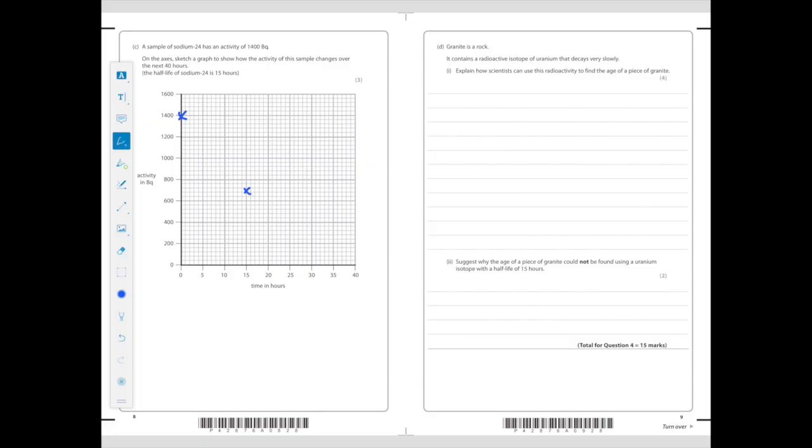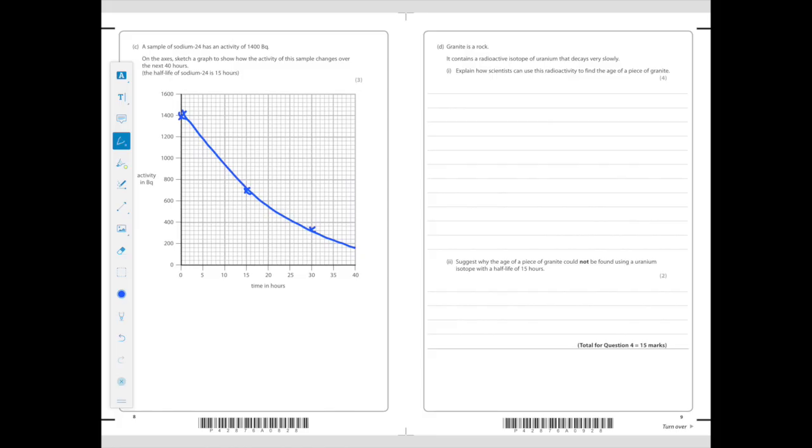So we need a cross there. When another 15 hours has taken place, so at 30 hours, that 700 will have halved again to 350, so we need a mark here. And now you can attempt to draw a curved line, which I'm appalling at. Oh, it's not too bad.